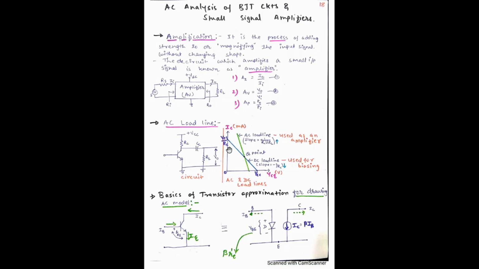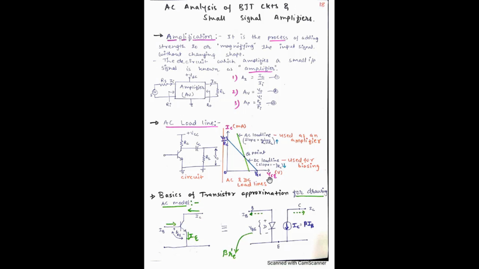Now let us discuss this graph for understanding the concept of the AC load line. We already know the output characteristic of a transistor. It is the graph of VCE versus IC. The X-axis is VCE and the Y-axis is IC in milliampere.